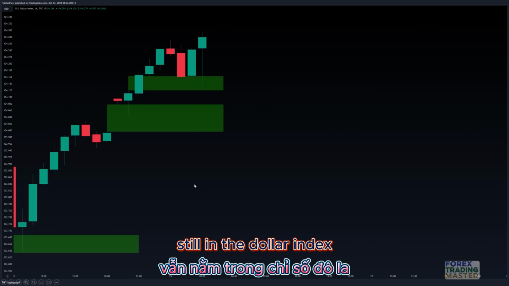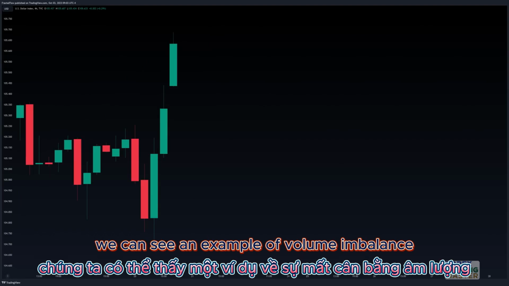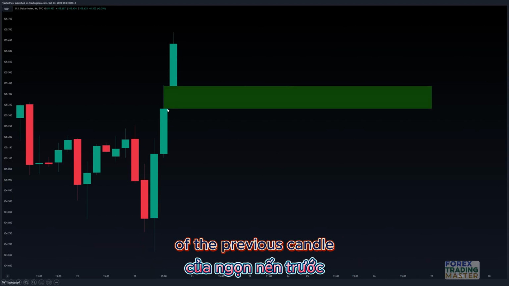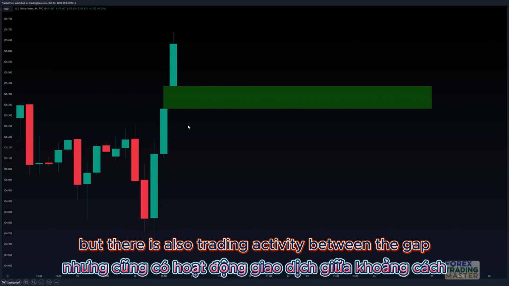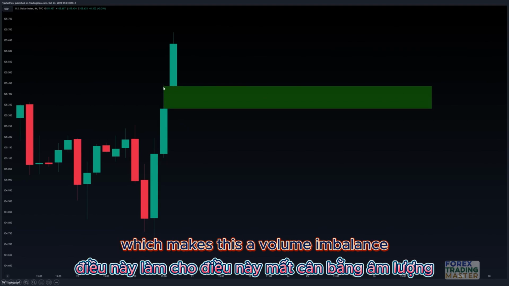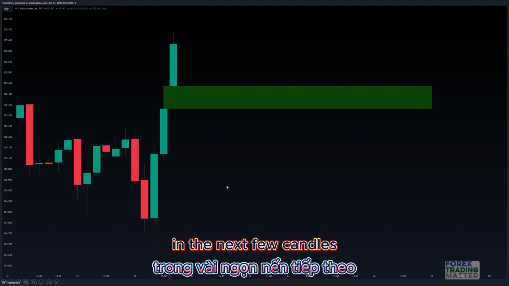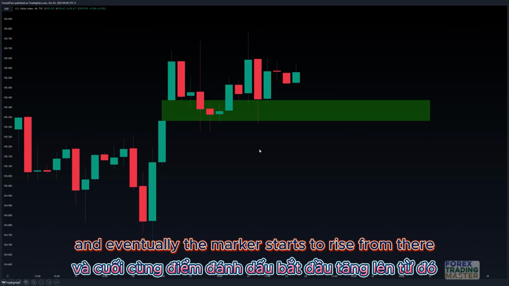Still in the dollar index, but this time in the 4-hour chart, we can see an example of volume imbalance. Notice there is a gap between the close of the previous candle and the open of the current candle, but there is also trading activity between the gap, which makes this a volume imbalance. In the next few candles, we can see how the volume imbalance can hold price, and eventually the market starts to rise from there.